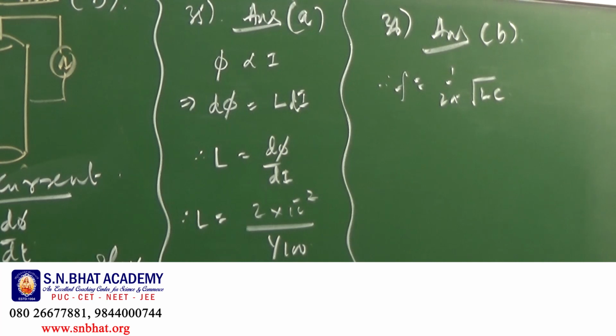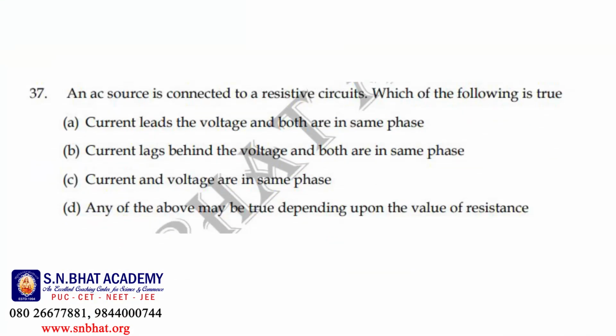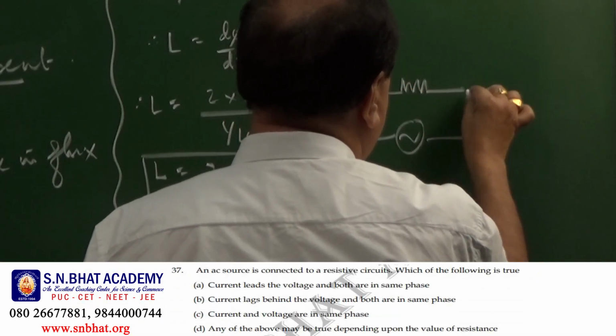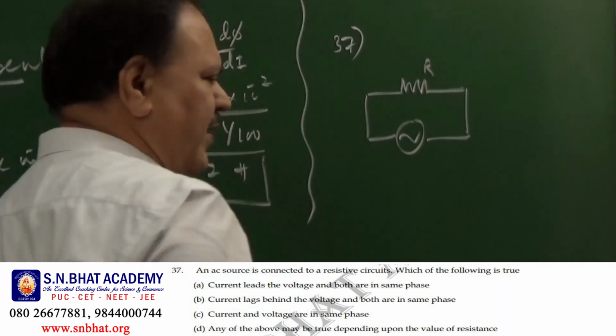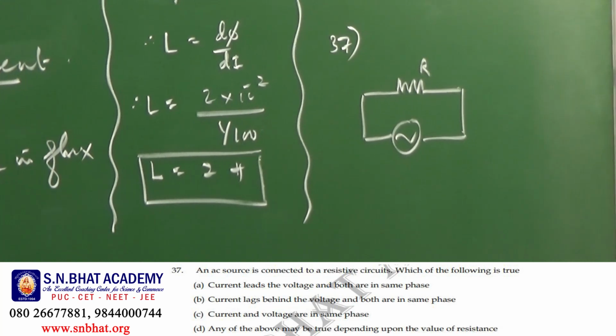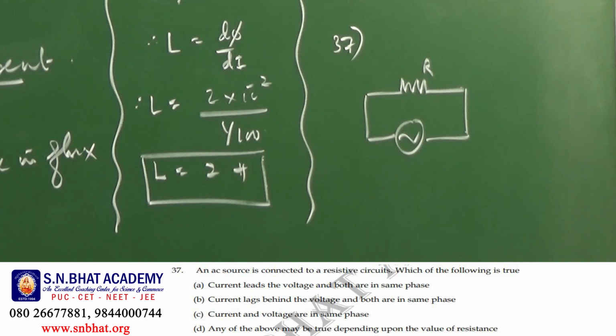Okay, next is question number 37. An AC source is connected to a resistive circuit. Which of the following is true? Here is a resistor. You have connected an alternating source. Now you read the options. Which of the following is true? Current leads the voltage, wrong. Current lags, wrong. Current and voltage are in the same phase.